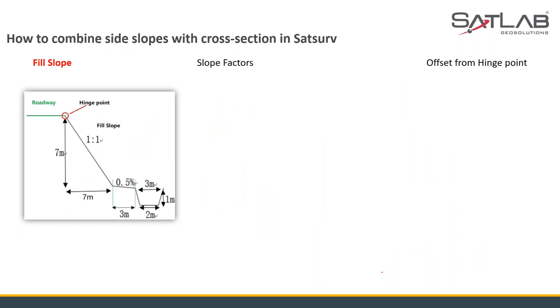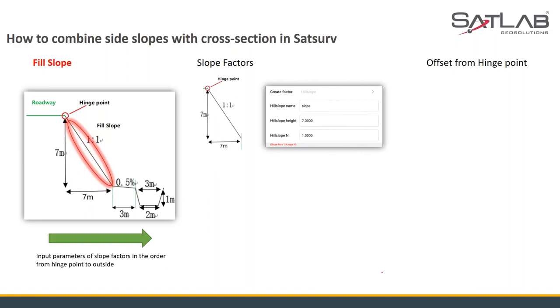So let's find out how to combine side slope with the cross section set and how to design both of them. First of all, these are the parameters. This is my hinge point over here. And then my heel slope height, that is 7/2. Right now we are not going for the gradients, we are going for the ratio, 7/2. That is, I'm going 7 in the forward direction and 1 down, or 7 in 1.